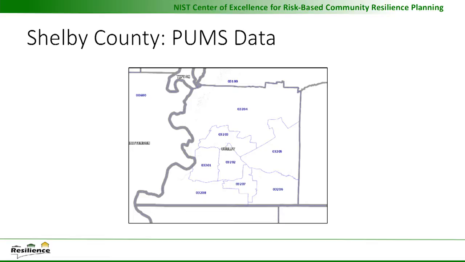So if someone lives in 3201 as an example, they could reside there, but they may be employed in 3204 or 3205. So what we have is the data. We know where people live and where people work. So we have a nice grid of commuting patterns in this model.